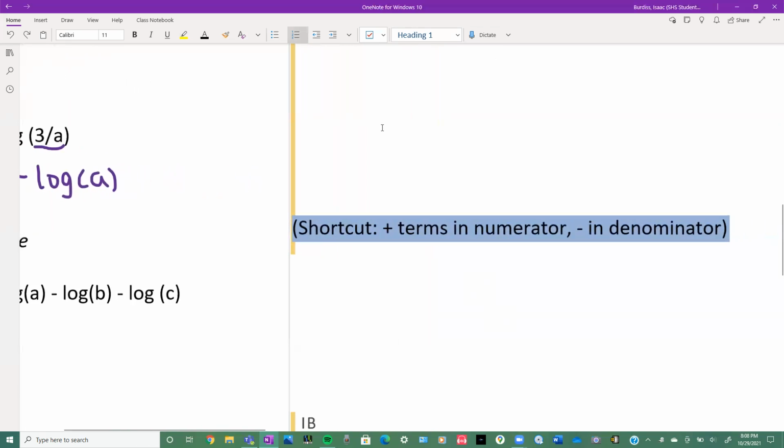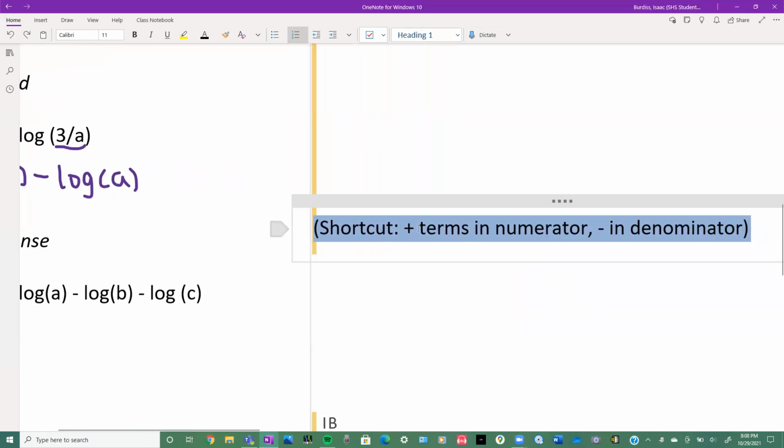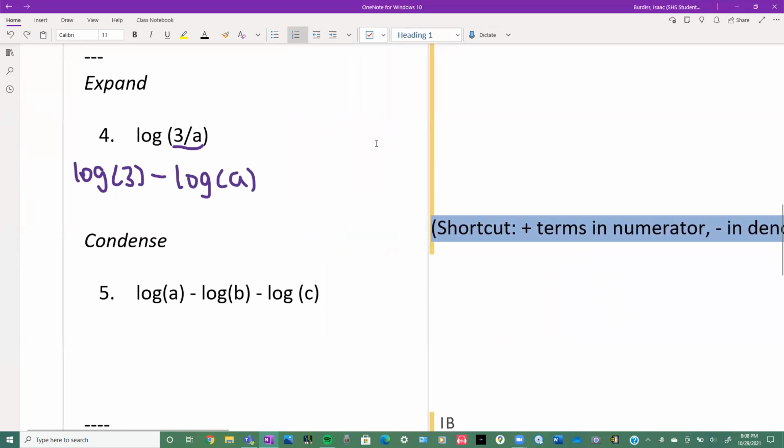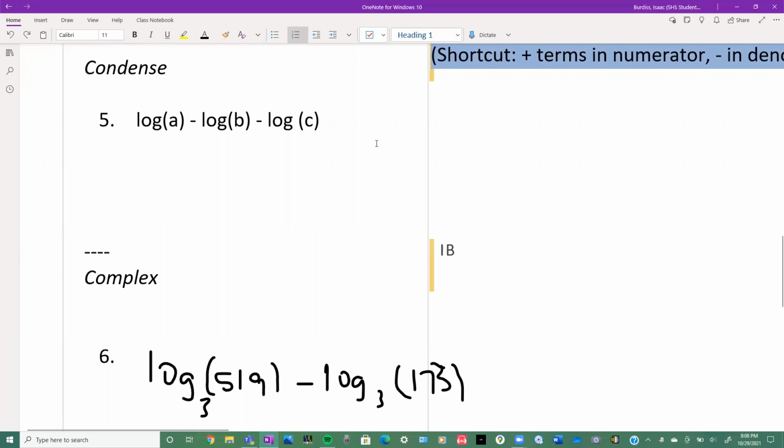Oh, shortcut, when you have more than one of the same thing, then the positive terms go in the numerator and the negative ones go in the denominator. So this is the log down here for condensing. The log of a, it's positive log of a. So that's going to be in the numerator. This is negative, so go in the denominator. And this is also negative, go in the denominator. So log of a divided by b, c. If this was negative, then it would be ABC down here and 1 on the top, but that's not how it is. So this is the answer for that.